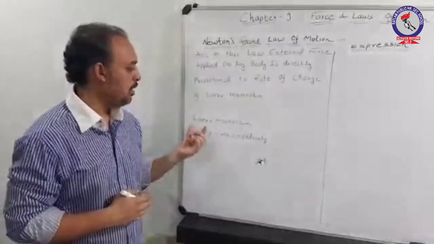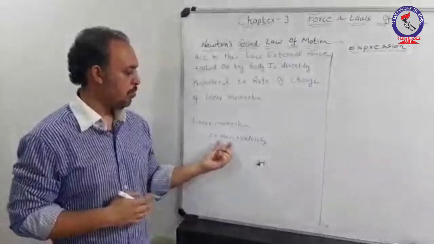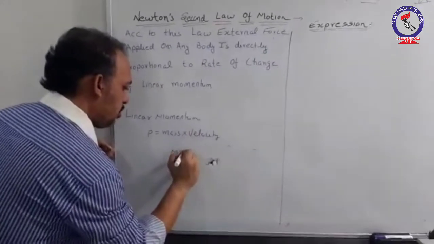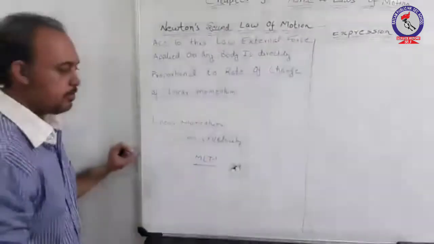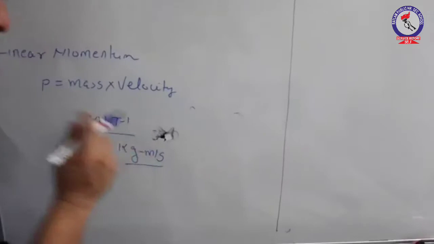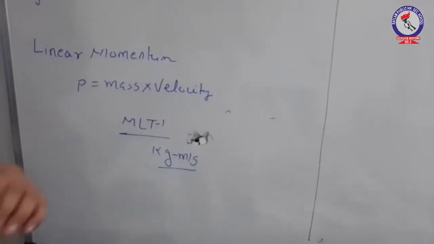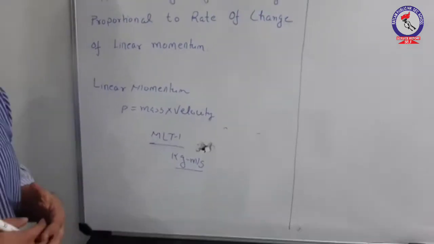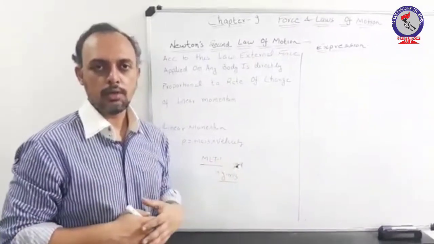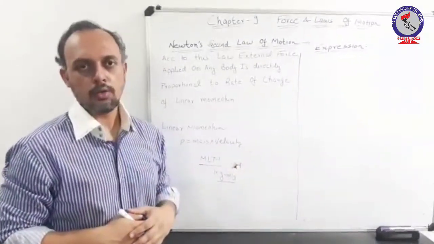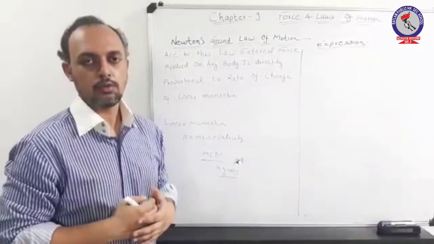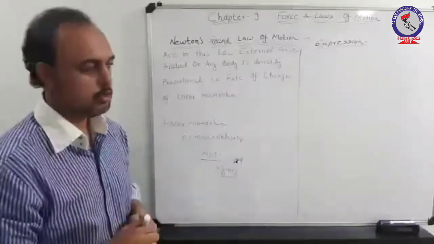Linear momentum can simply be expressed as a product of mass and velocity. Talking about the dimension, it comes out to be MLT^-1, and the unit is kg meters per second. Hence you can say that if the magnitude of force is greater, the change in linear momentum of a body will also be greater. If the force applied is less, the change in linear momentum of the body will also be less. Now with the help of this statement, we will be deriving a certain expression of force. Let us proceed for the expression.